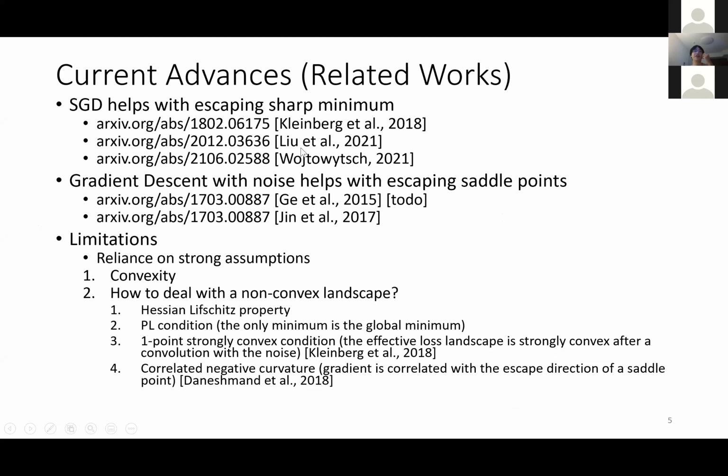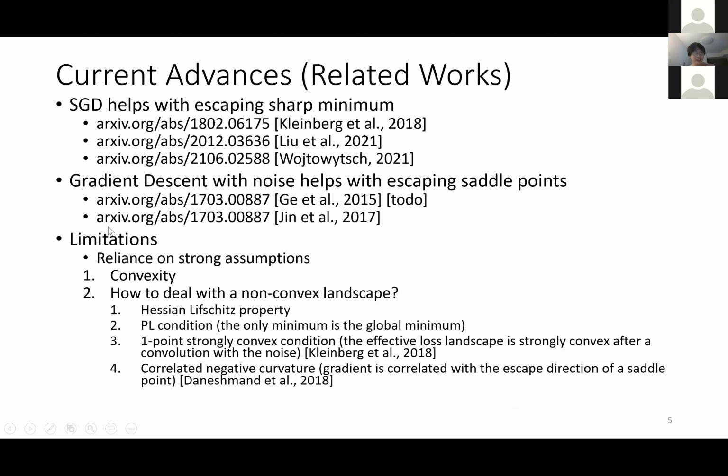So what are the current advances in this field? First of all, it is now widely believed that SGD helps with escaping sharp minima. And a lot of works show that, including a work of mine. And it is also discovered that gradient descent with noise can help with escaping saddle points. Oh, sorry, there's a typo. But there are a lot of classical works on this, and it's a very active area of research.